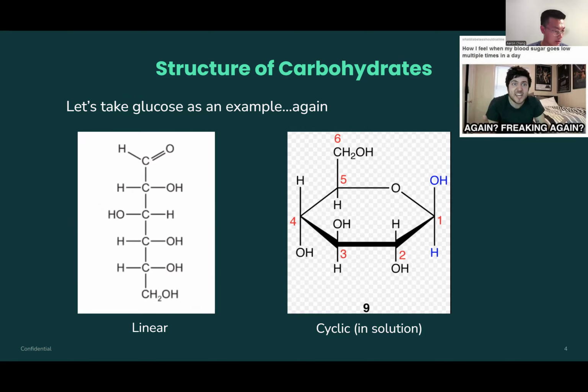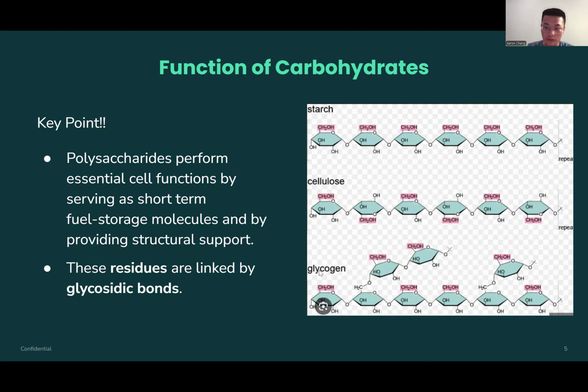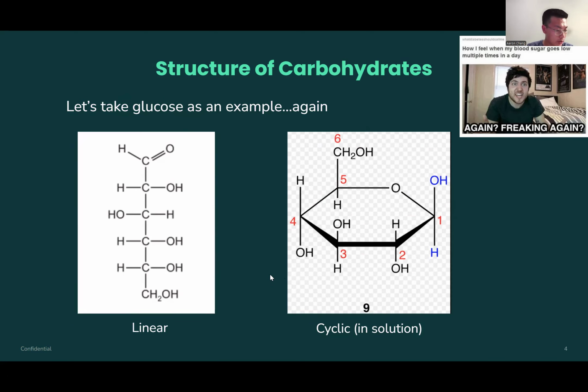Let's take a look at glucose again. It is sometimes convenient to draw them in this linear shape, but in aqueous solutions, they form rings. The thick line represents the side that's facing you, and the thinner line represents the side of glucose that is farther away from you. Because the carbons are so important, we like to label them, starting from the carbon to the right and going clockwise. We have one, two, three, four, five, six. These represent the positions of the carbons.